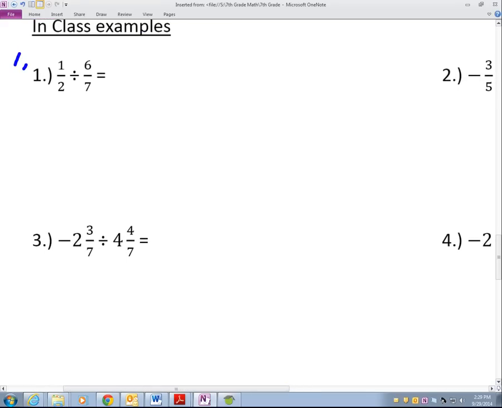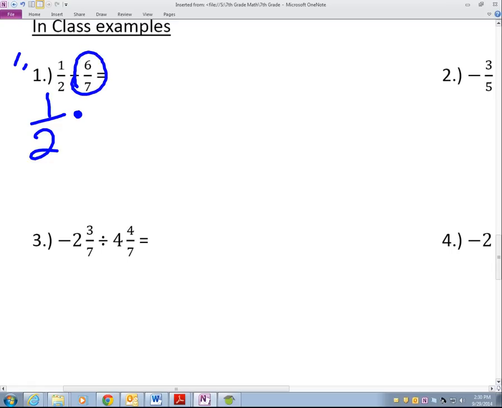Step 2 is what? Hardest step? Nothing. We're going to leave this guy as it is. So that one stays. Third step. Abby, what do we got? Change the division sign to multiplication. Good.